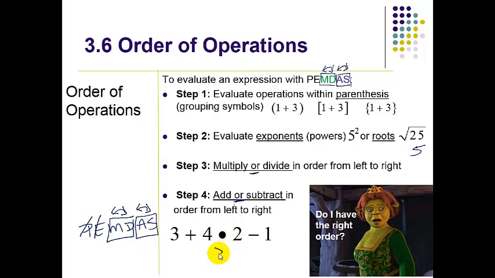So 4 times 2 is 8. Again, I'm just rewriting this. There's no more multiplication or division. There's addition and subtraction, so again, I just go from left to right. 3 plus 8 is 11. 11 minus 1 is 10. So once it's all crossed off, you're all done.